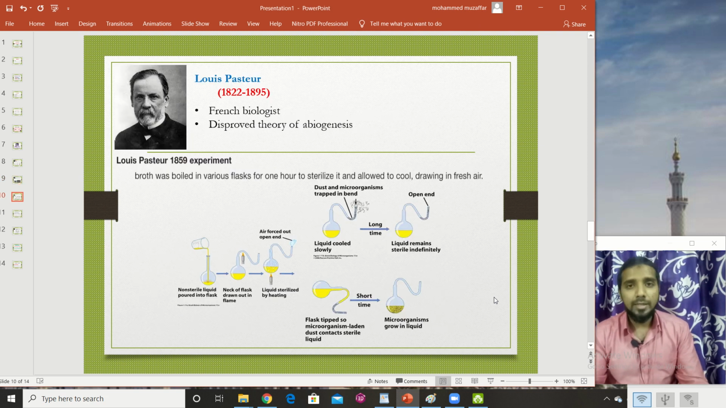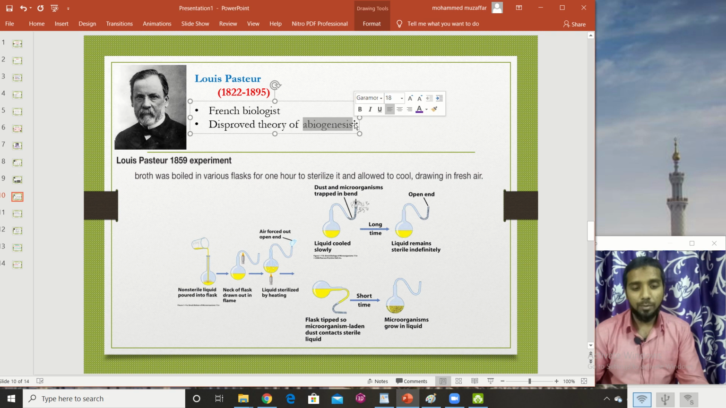Next, Louis Pasteur in the 19th century, 1822 to 1895 was his lifespan. He was a French biologist. That means he was very keen on learning more and more about living organisms, right? He was the first one to disprove the theory of abiogenesis, and he was the first one to prove biogenesis. Okay, this theory, what it is, we will deal with now.